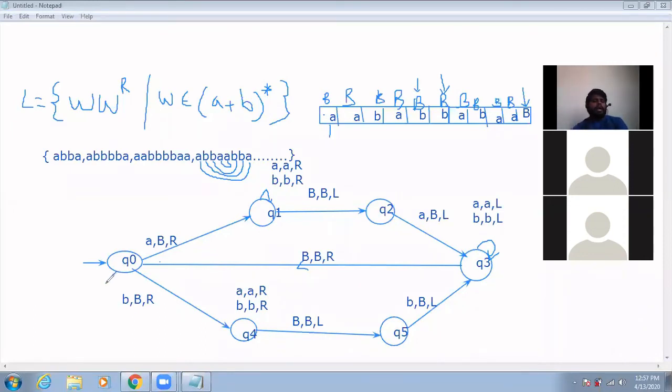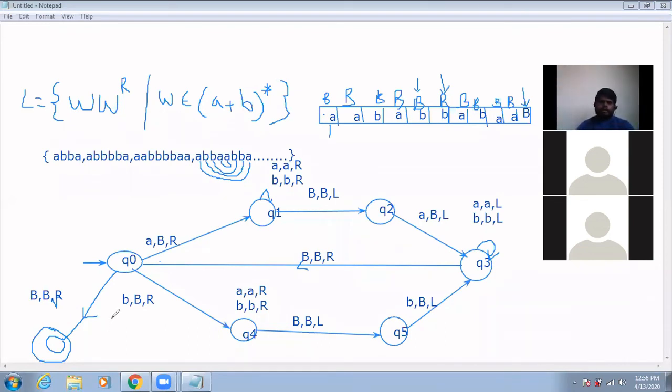So what do you have to do? At Q0 you should give the transition as blank comma blank. You move in the right-hand side direction, and it is going to the final state. So this is what the problem is. This is a simple problem.